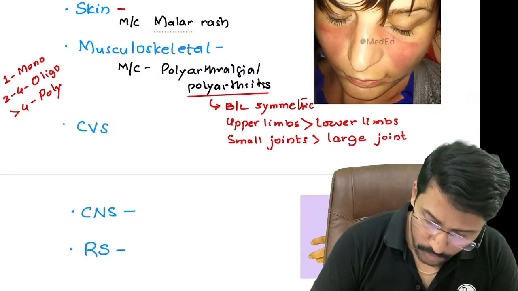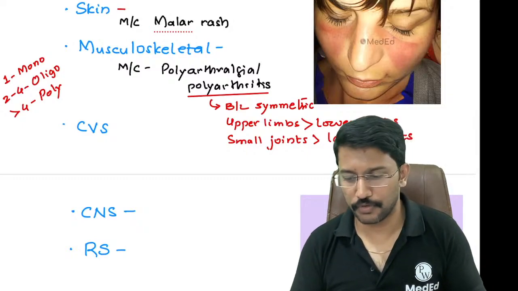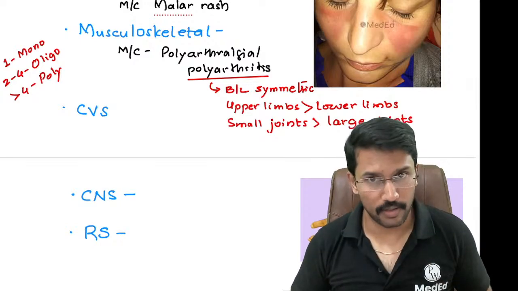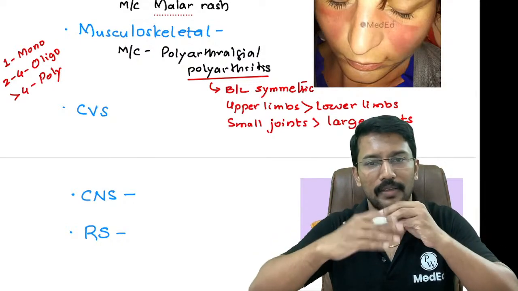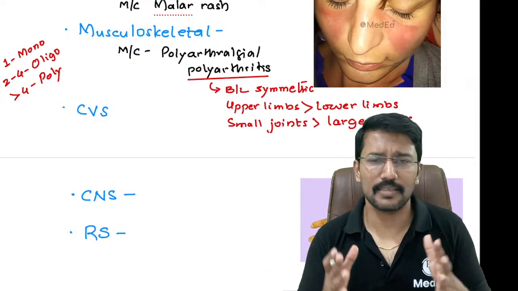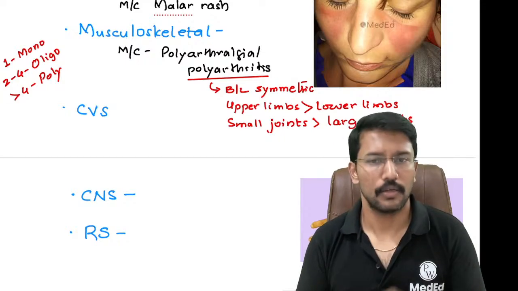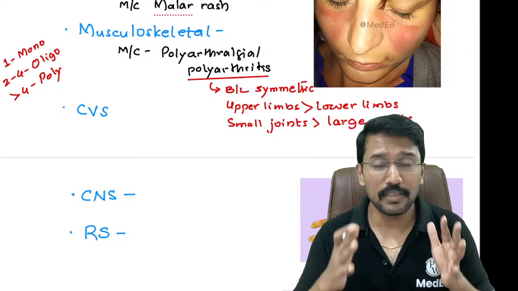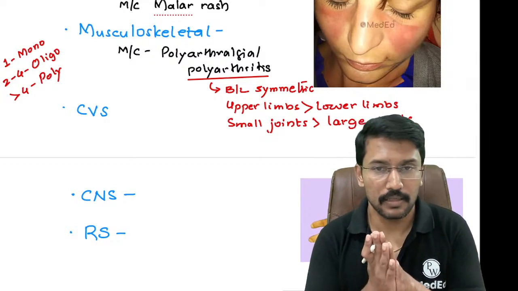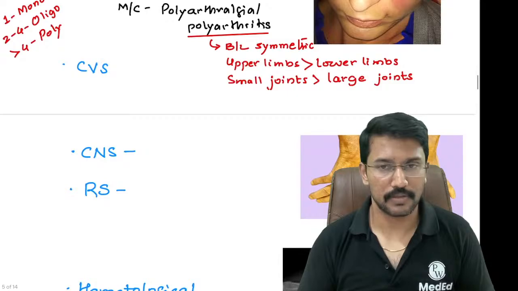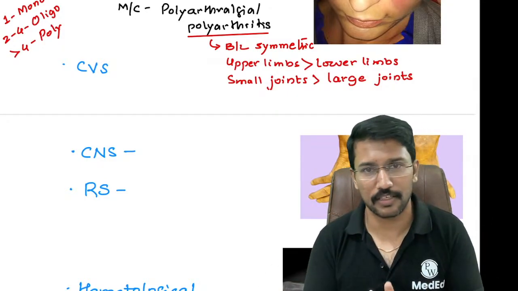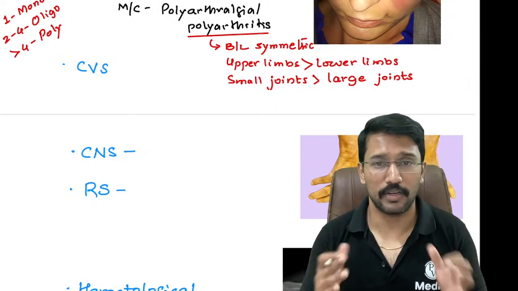Can you give me one more disorder where there is a similar distribution of joint involvement? Bilaterally symmetric, upper limbs more affected than the lower limbs, small joints of the hands more affected than the large joints, meaning elbow or shoulder joints. A classical example is rheumatoid arthritis, right? Then what is the difference between the nature of joint involvement in SLE and in rheumatoid arthritis? Are they both the same? Because both affect upper limb more than the lower limb, both affect small joints more than the large joints, both are bilaterally symmetrical, both are polyarthritis.